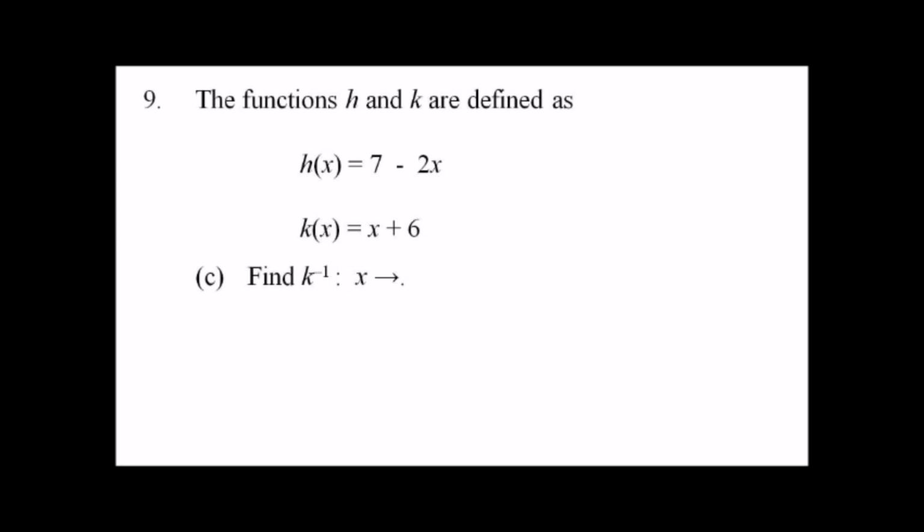And we move to 9c, dealing with the same functions h and k, and now we want k to the -1. What does that mean? Inverse of k. Do I have to repeat the process? I'll do it again for you. K to the -1, inverse of k, find k. So find k of x and put it equal to y. Y is equal to x plus 6. Solve it for x, and then at the end you switch the x with the y and write that as your answer. You have to remember to switch it at the end to get all of the points.